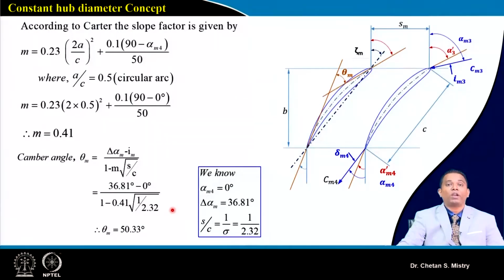Now we can calculate our blade geometry or blade parameters. That is based on Carter's m factor, so that m factor we are considering here is coming 0.41. We can do our calculation for camber angle based on the equation. Here, in place of delta beta, as we have discussed, you need to configure delta alpha minus incidence.